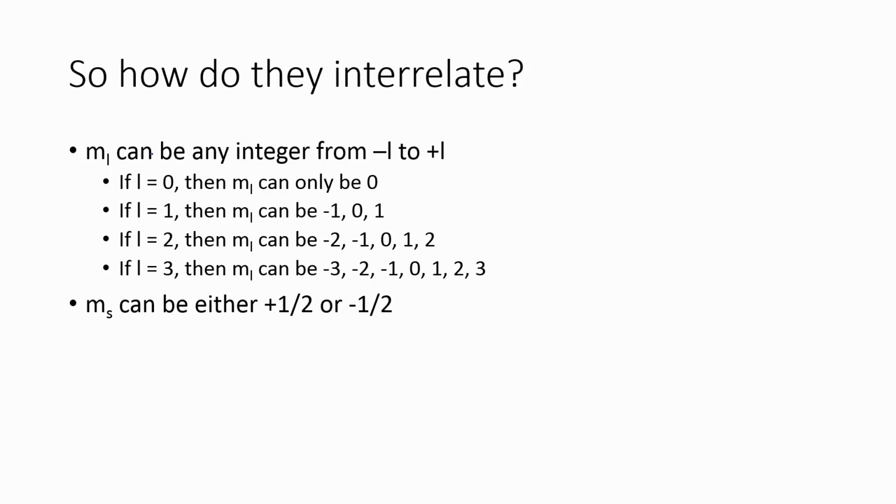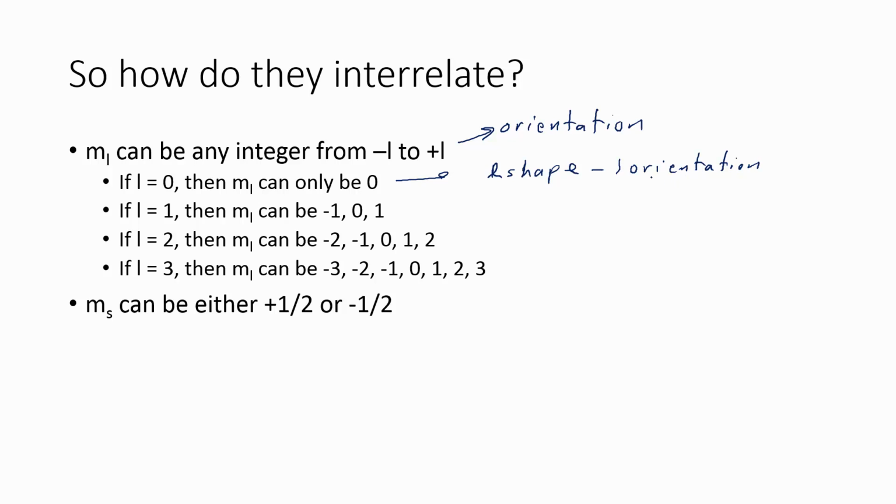Now m sub l can be any integer from negative l to positive l. And what these really refer to is the orientation in space of that particular shape. And l equal to 0 means that m sub l can only be 0, from negative 0 to positive 0, right? So still just 0. So that means that the s shape can only really have one orientation in space.